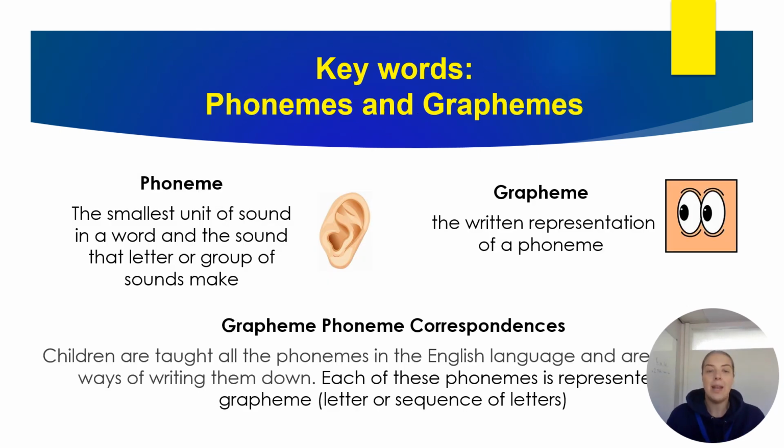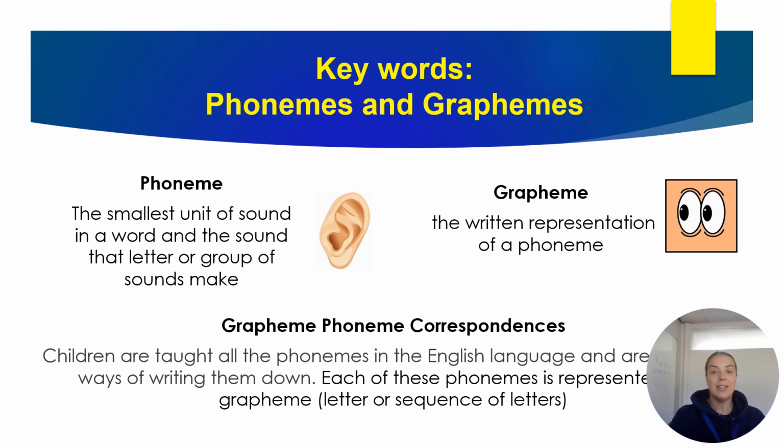Thinking about the meaning of phonemes and graphemes, it's important that we know what they are so we can refer to them with the children. We use this terminology in school and the children may use it at home as well. A phoneme is the smallest unit of sound in a word, and it can be represented by a letter or a group of letters. The grapheme is the written representation of a phoneme.